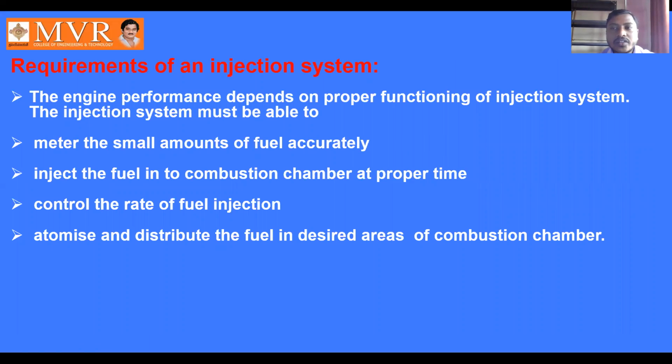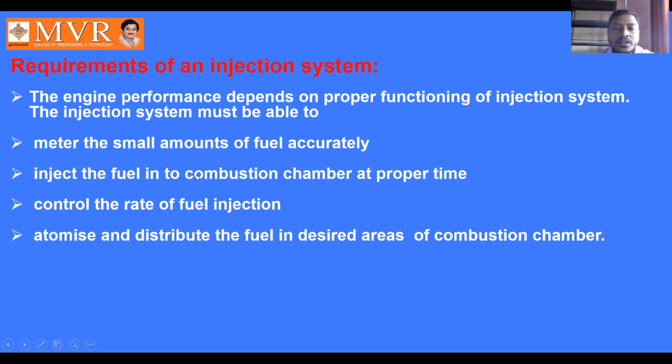And coming to here, we have some requirements of an injection system. The engine performance depends on proper functioning of the injection system. The injection system must be able to meter small amounts of fuel accurately. We need to give small amounts of fuel into the fuel injector. Atomization should be done, that means the fuel from the injector is broken into small fine particles, so that the fuel does not enter the engine cylinder all at once, but enters as fine particles in a spray formation.